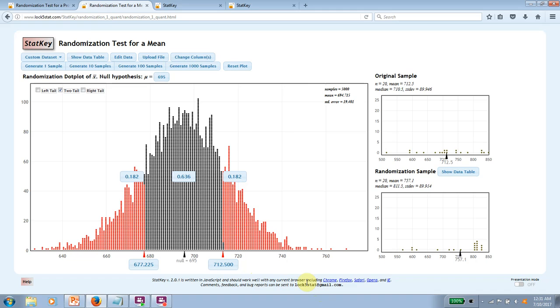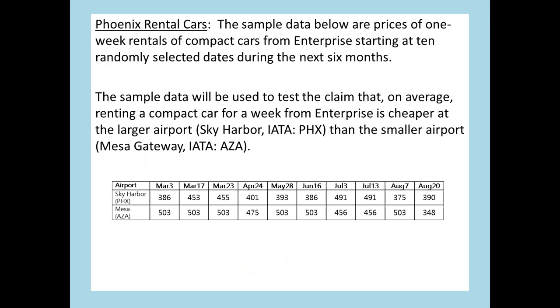That's just random variation. Another example, this one is for a difference of means. We have prices of compact cars from Enterprise starting at 10 randomly selected dates during the next 6 months. Well, next 6 months from when I did this in the spring. And what we're going to try to figure out is if on average it's cheaper to rent a compact car at the larger airport, which is certainly Sky Harbor. The Mesa Airport is not very big. I think in terms of enplanements, Sky Harbor is number 2 in the US. It's number 2 or number 3.